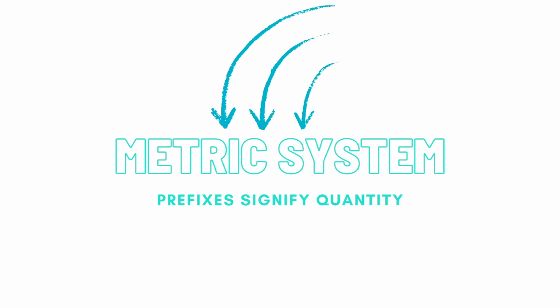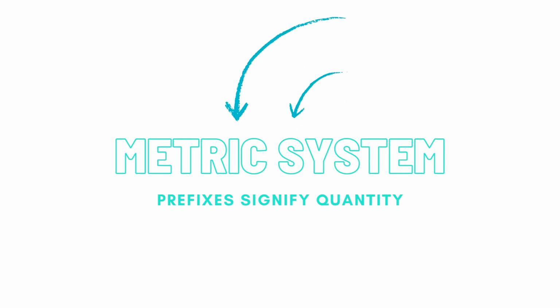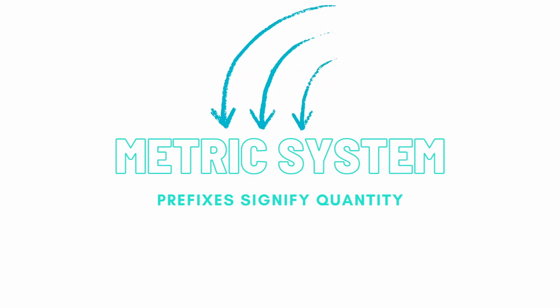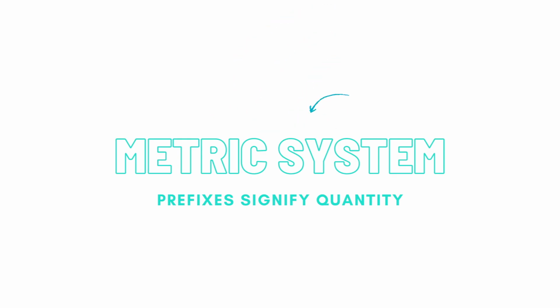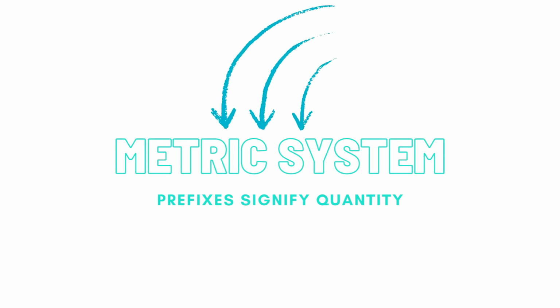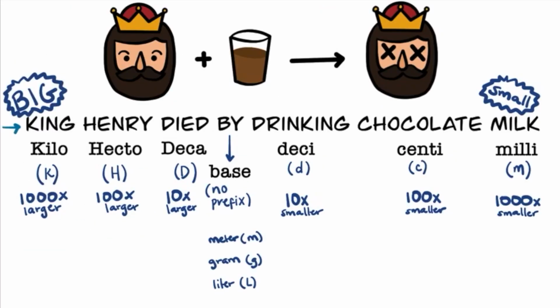One of the most fundamental conversions in chemistry relates back to the metric system. The metric system uses a series of prefixes in order to more easily signify the quantity of a substance. So by looking at the prefixes of a measurement, we can easily convert units that have the same base using a famous mnemonic. King Henry died by drinking chocolate milk.